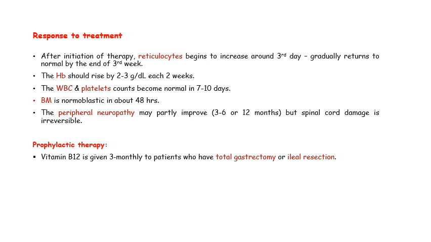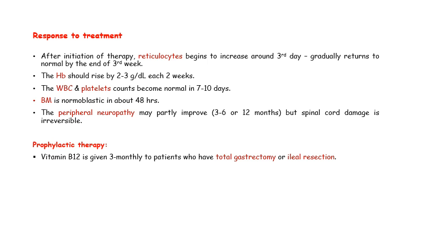The criteria of a good response to your treatment. After initiation of therapy, reticulocytes begin to increase around the third day and gradually return to normal by the end of the third week. The hemoglobin should rise by 2 to 3 grams per deciliter every 2 weeks. The white blood cell and platelet counts become normal within 7 to 10 days. The bone marrow is normoplastic in about 48 hours.